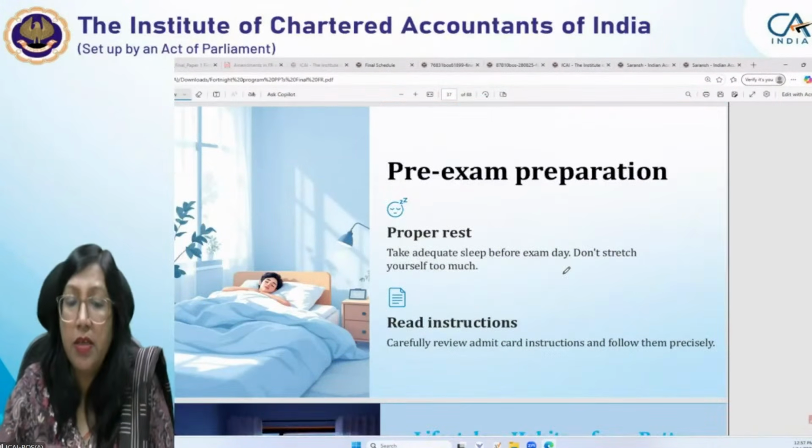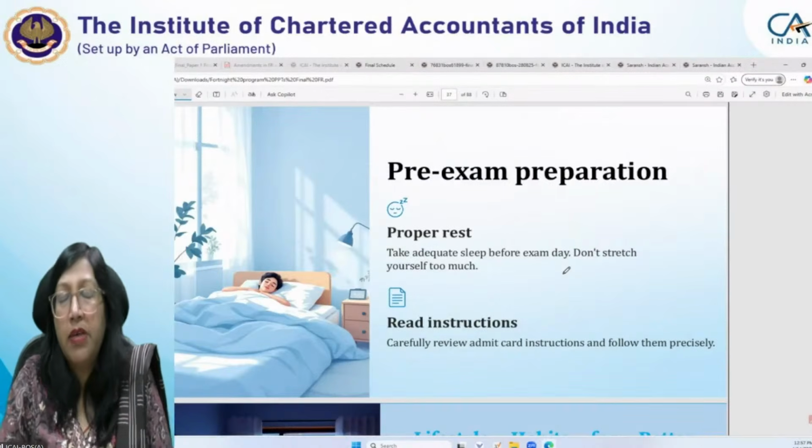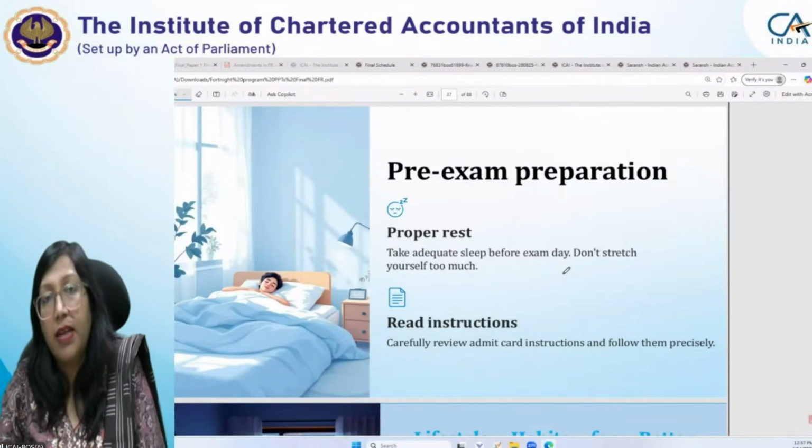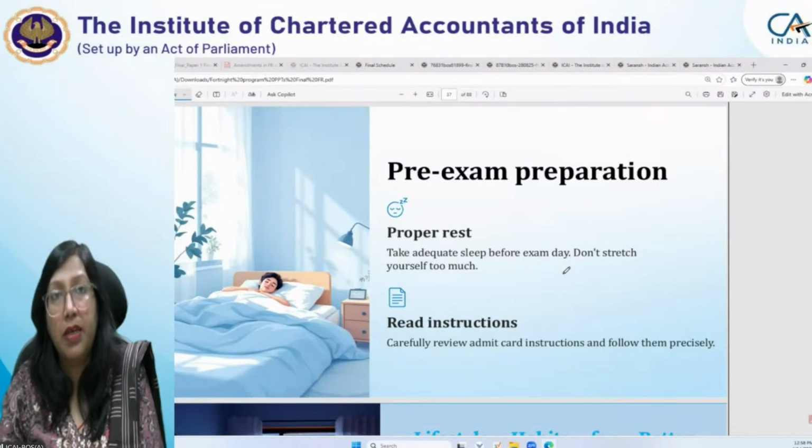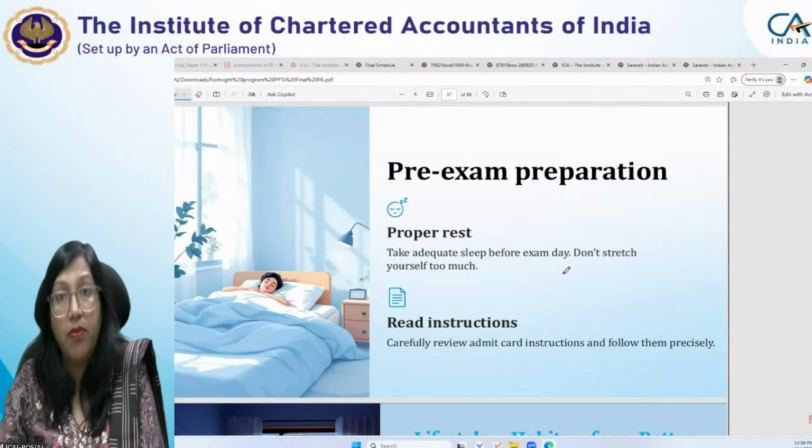Pre-exam preparation, proper rest, sleep. But sometimes it happens we don't understand the value of sleep at this young age. You won't be able to appreciate that. But yes, sleep is very, very important because it keeps your mind at peace and calm. And that is very much necessary.